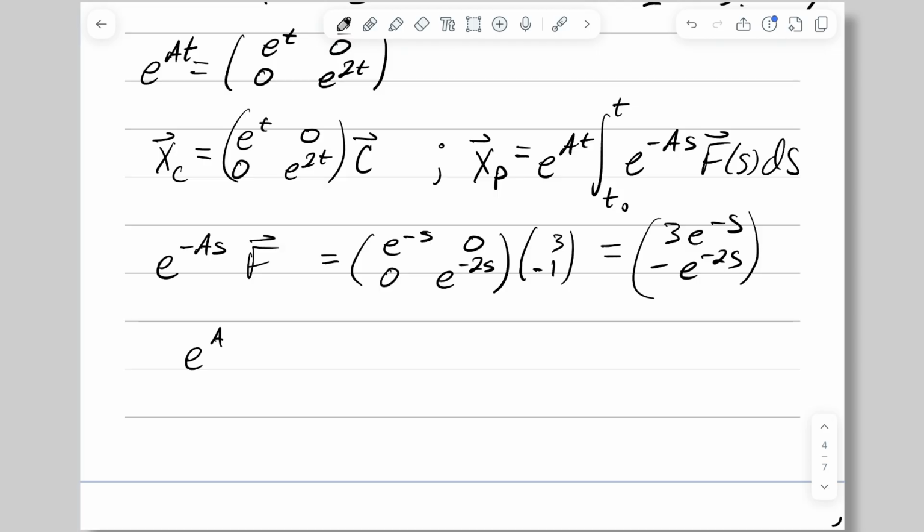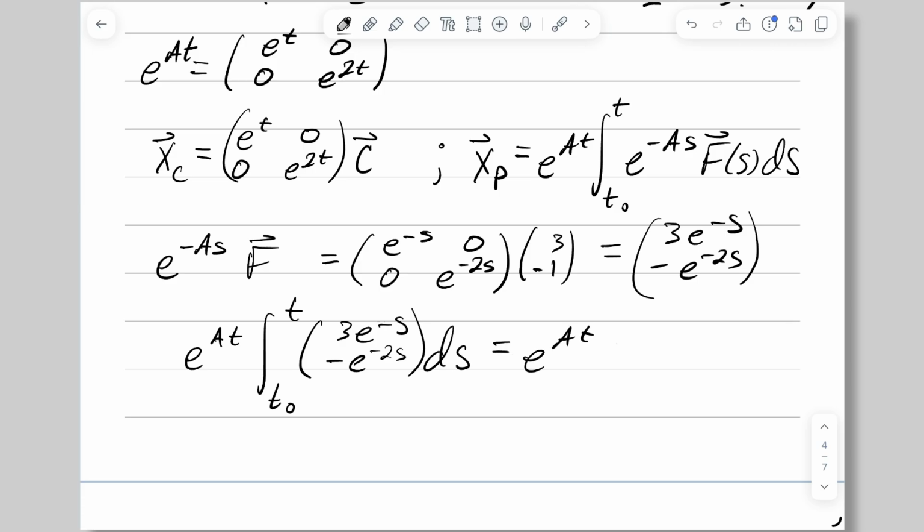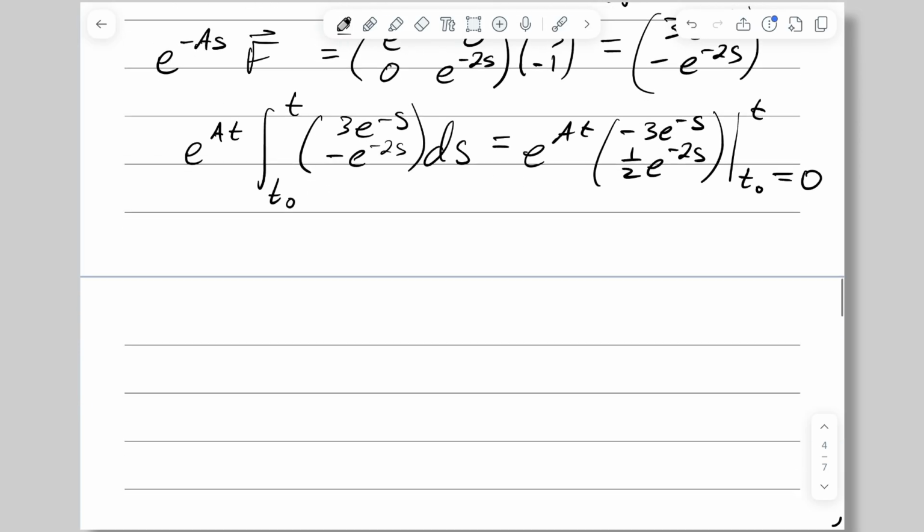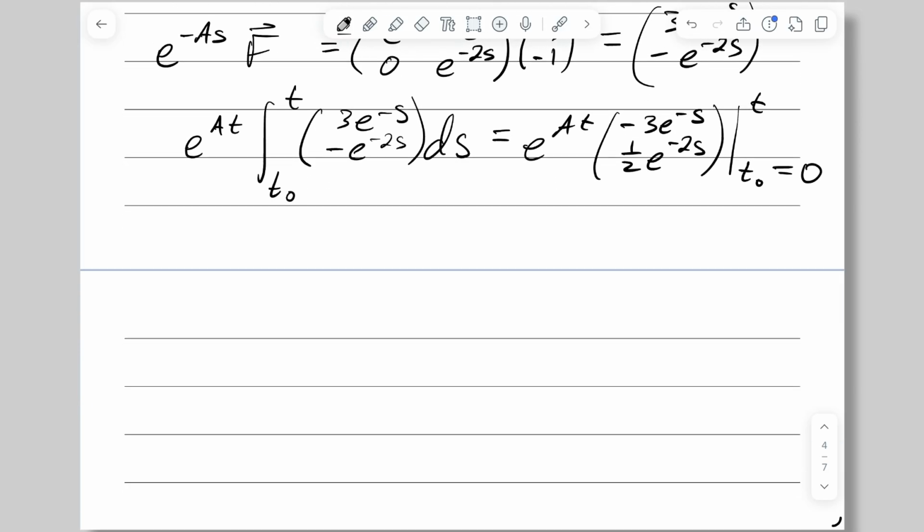So we have e to the at times the integral from t naught to t of 3e to the negative s, negative e to the negative 2s with respect to s. That gives us e to the at times the column vector negative 3e to the negative s and 1/2 e to the negative 2s, and that's evaluated from t naught to t. For our work, we're going to say t naught is equal to 0 every time this pops up, unless you have an actual initial condition.